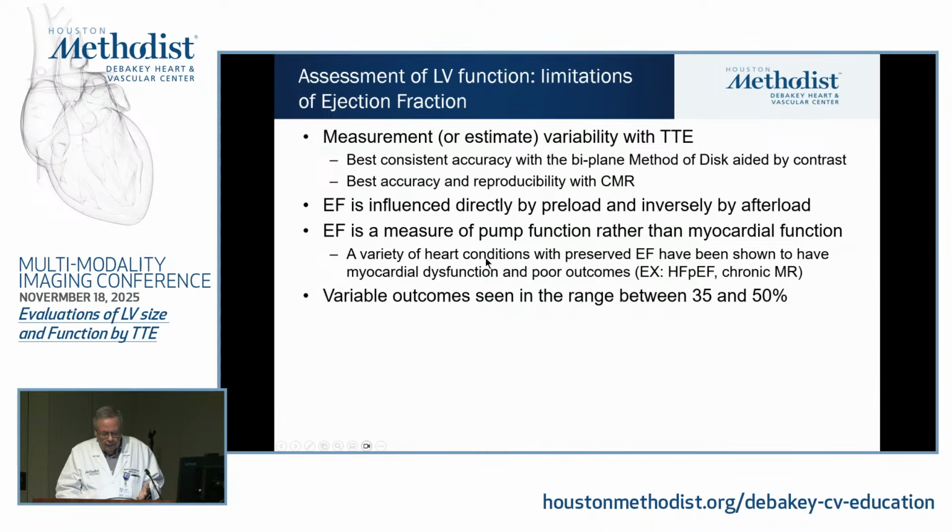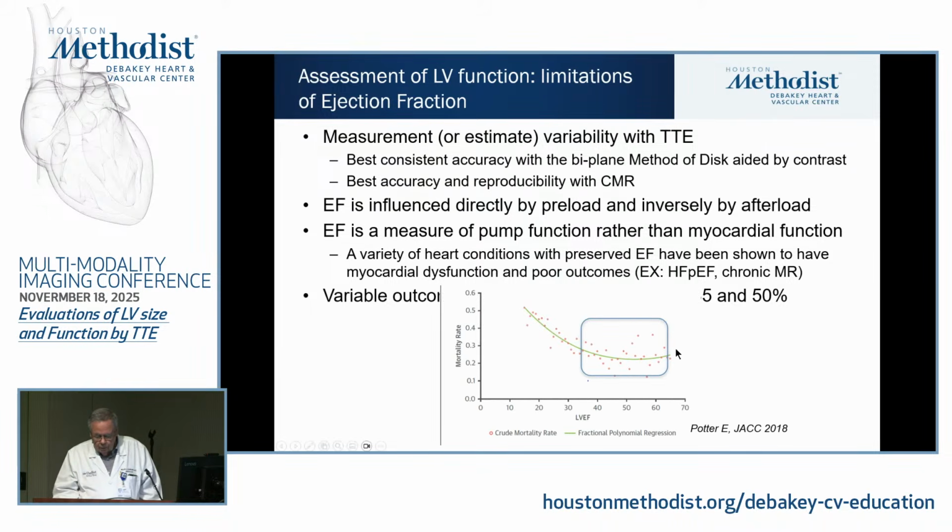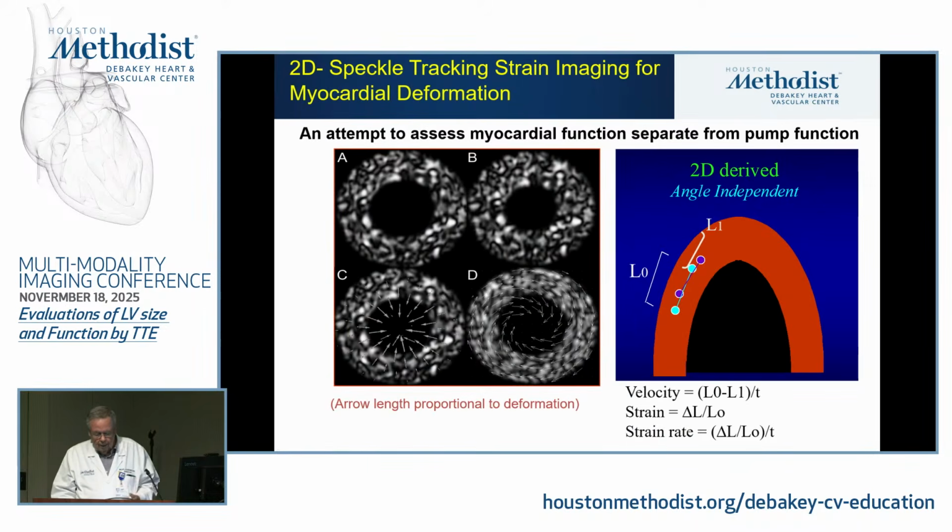So a variety of heart conditions that have preserved EF have been shown to have myocardial dysfunction and poor outcomes, for example, HFpEF or chronic MR. So EF doesn't give us everything we need to predict clinical outcome in patients with a variety of diseases. And this is an old slide from a study in 2018, just emphasizing that point. Of course, once the EF goes way down, you tend to have higher mortality, but there's a range between 35 and 65 or even 70 where you get all kinds of outcomes. And we see that every day in clinical practice.